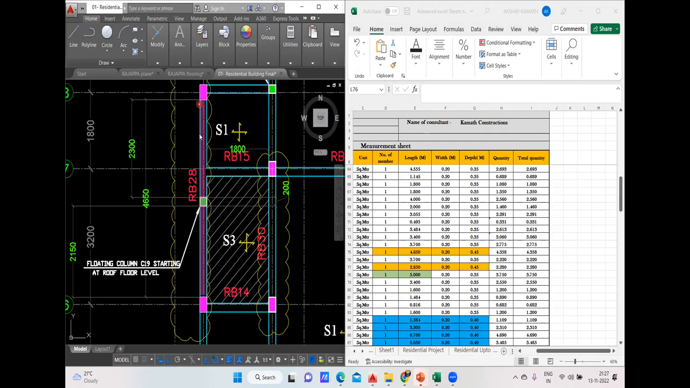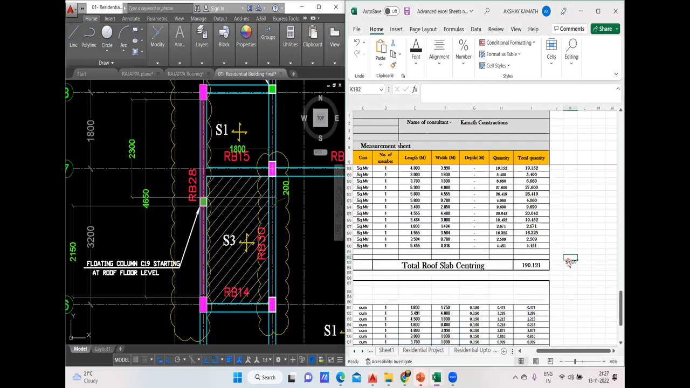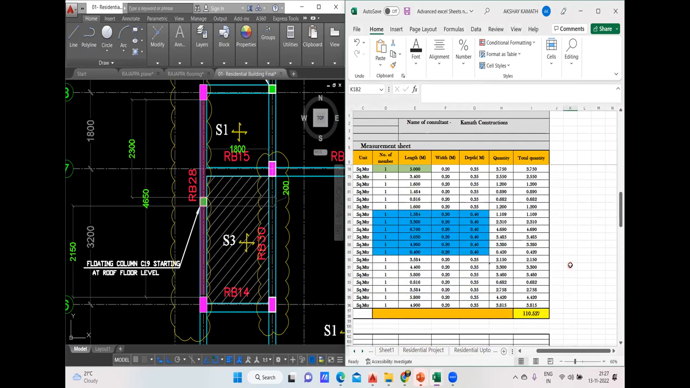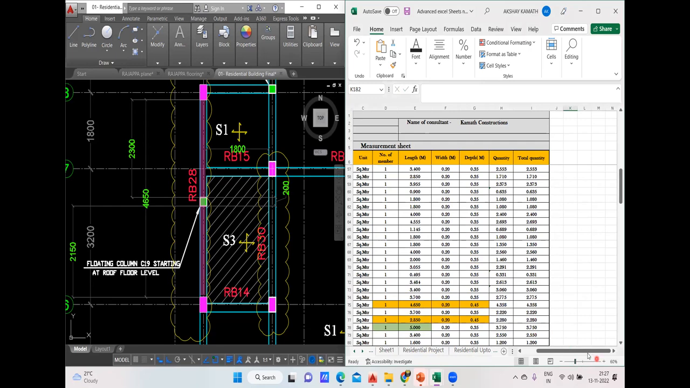Very simple. Whatever length you have, this length you multiply by the breadth. That means I'll do it here. 4650. I'll do it in front of you here. Plus, open the bracket. 4.650. I'll multiply this by breadth, that is 0.2. Plus.